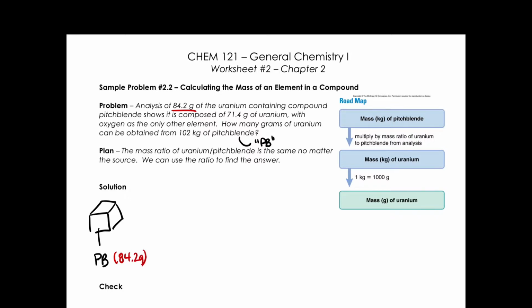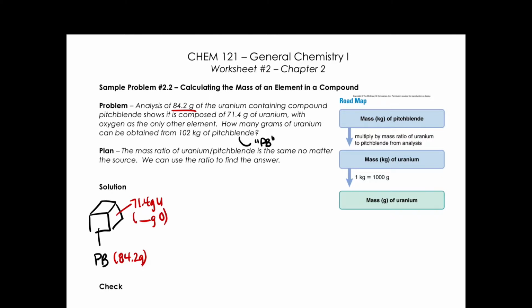only a portion of it is actually uranium. We're going to have 71.4 grams of uranium, and then the rest, which is the difference between 84.2 and 71.4, is oxygen. But again, we're not concerned with the amount that's oxygen. What we can see here is that a fraction of pitchblende is uranium.